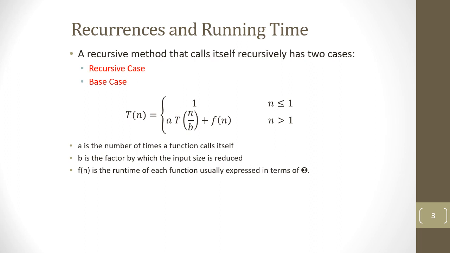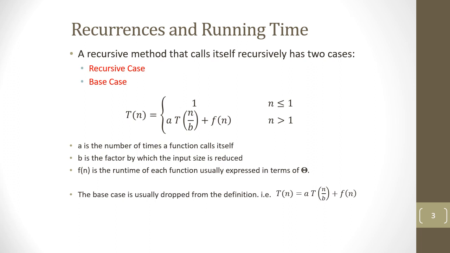So B is the factor by which the input size is reduced. In the case of binary search and merge sort, the problem is divided into two because we are splitting the array into half. So in that case, the value of B will be 2. So f of n is the runtime of each function, usually expressed in terms of big theta. f of n is the non-recursive part of the recurrence equation. So this is the actual cost happening at each recurrence step. Generally the recursive part is just the function calls, and whatever is actually happening after those recursive calls is denoted by f of n.